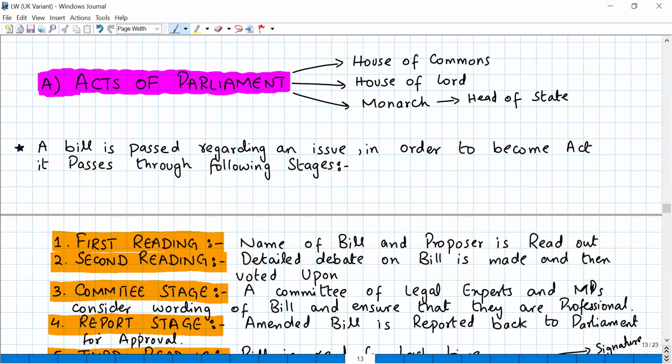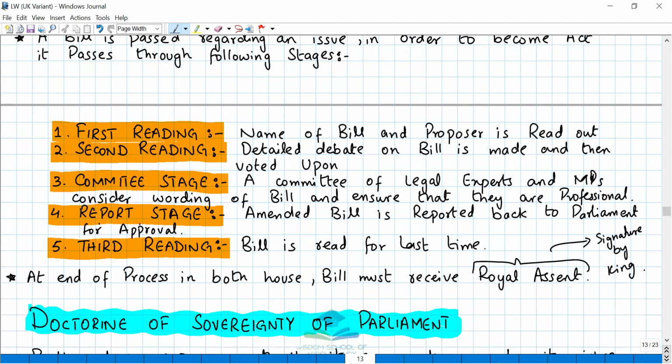Okay. Now what are the different stages? Let's see. First reading. In first reading, the name of the bill and the proposer is read out. In the parliament, the person who presented the bill, and the name of the bill, for example, child protection bill, and who proposed it is read out. Then in second reading, a detailed debate on the bill is made and then voted upon.